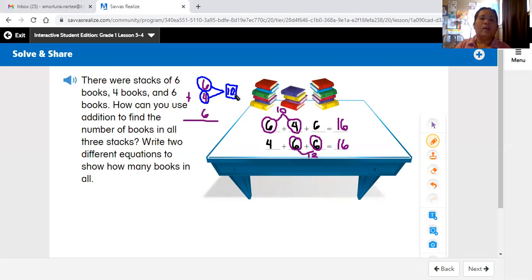Get it? And now, it will be easier for us to add another addend, or the number 6. 10 plus 6, that is 16. Did you get it? Or we can add another way.